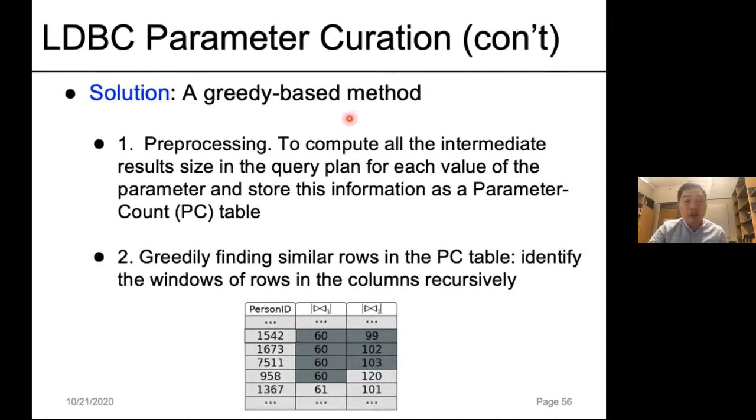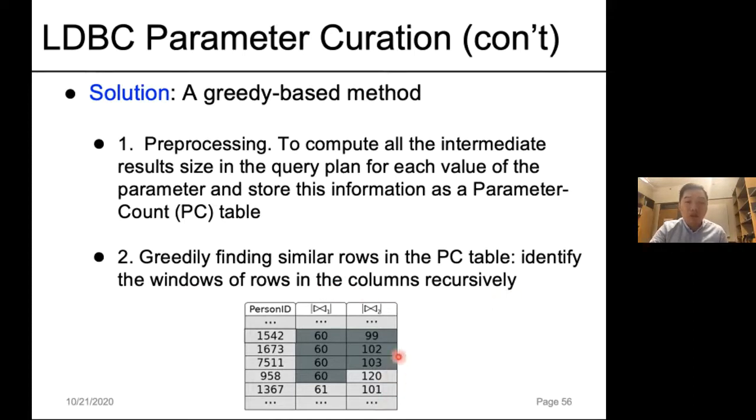As a result, they propose a greedy-based method in 2 steps. The first step is pre-processing, which is to compute all the intermediate results in the query plan and store the information as a parameter count table, short for PC table. And the second step is greedily finding similar rows in the PC table, which is to identify the windows of rows in the column recursively.